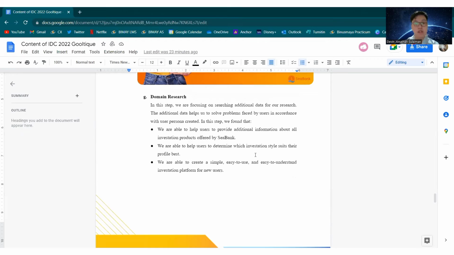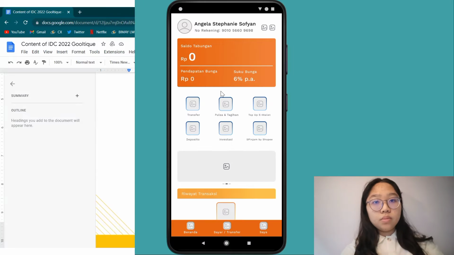And from the domain research, we found 3 points. The first one is we are able to provide information about SeaBank's investment products. We are able to help users to choose their investment style. And the last one is we are also able to create a simple and user-friendly investment platform.